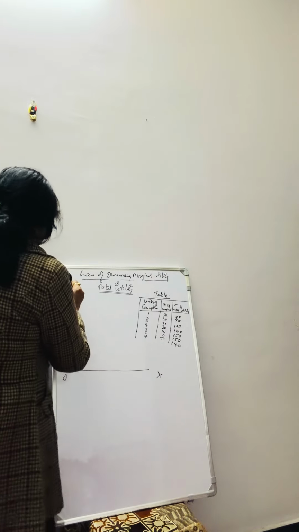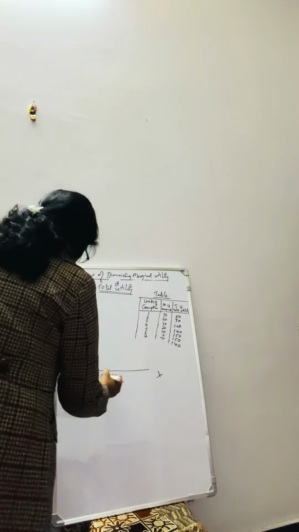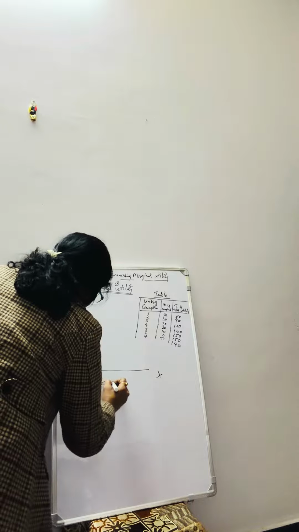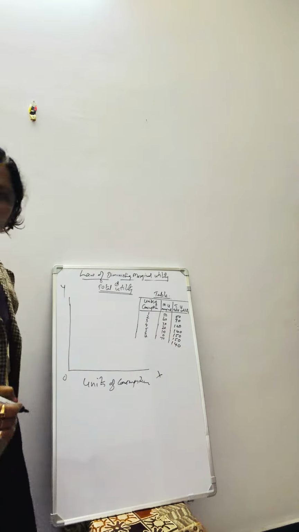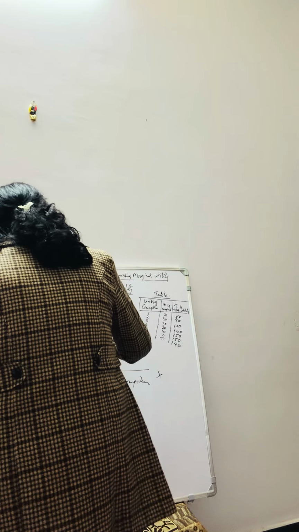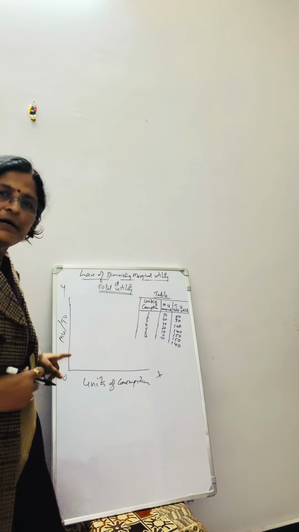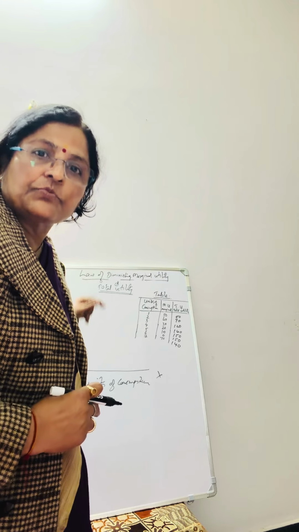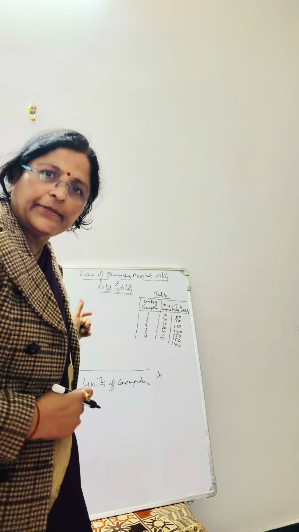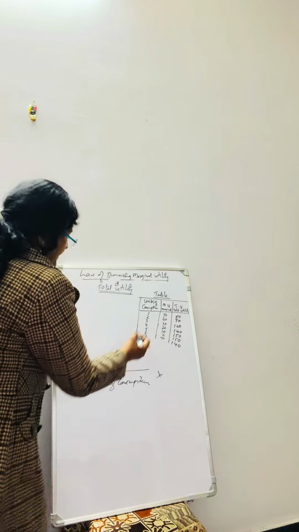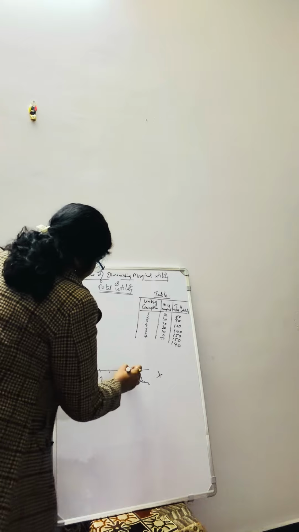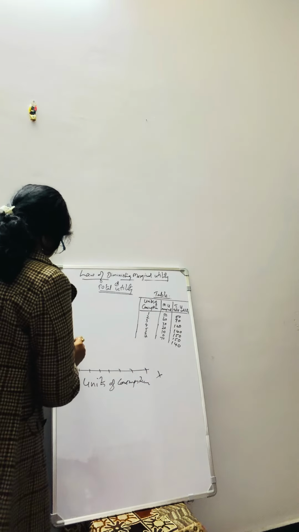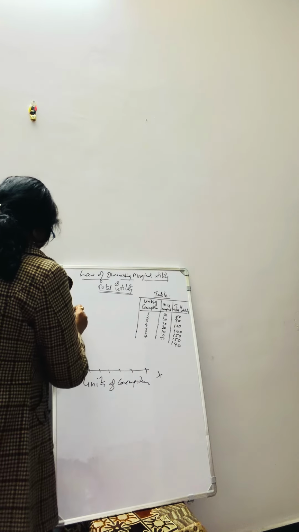Here are the OX and OY axes. On the OX axis, units of consumption. On the OY axis, marginal utility plus total utility. We are measuring on the OY axis both the utilities, that is marginal utility and the total utility. In the example, we have seen seven units of the commodity, 1, 2, 3, 4, 5, 6, 7.